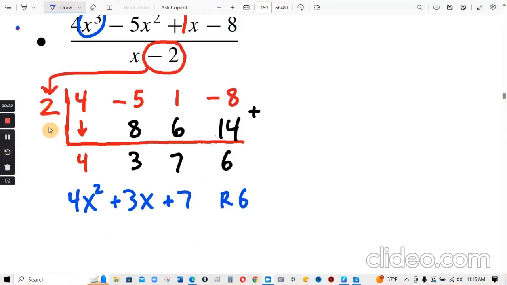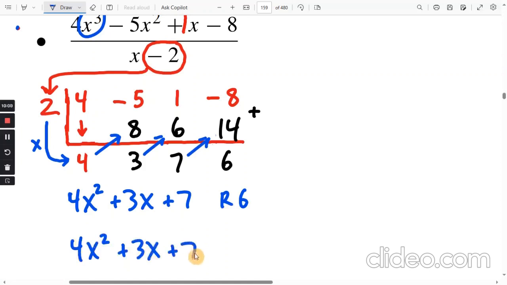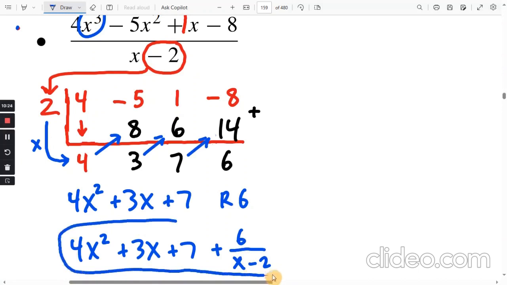If I can make this a little neater, let's just say you take this 2 and you basically distribute or multiply it. And every time you multiply it, 2 times 4, you get the new answer, 2 times 3, and 2 times 7. So I hope that makes it a little more clear. And right here, you're adding, not subtracting. So this is basically the answer. If you wanted to write the remainder properly, I guess you would just write 4x squared plus 3x plus 7, and the 6 would go over the x minus 2. So that's 6 divided by x minus 2. And right there is your final answer.